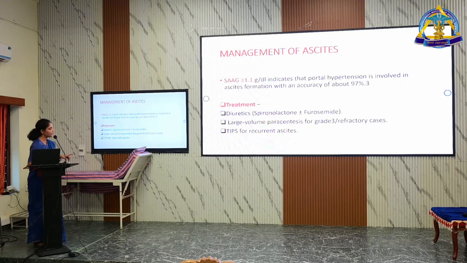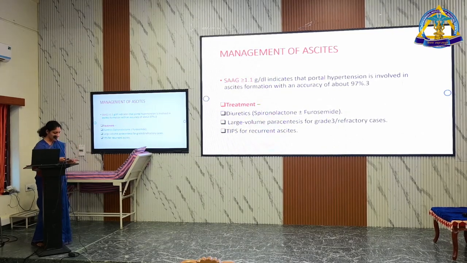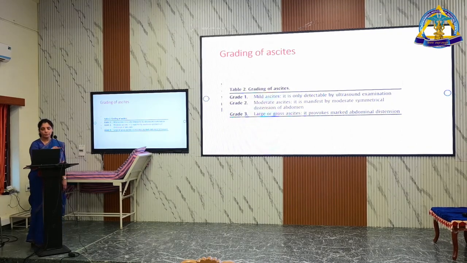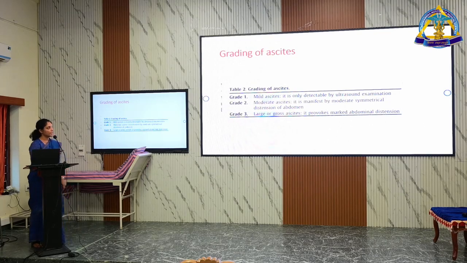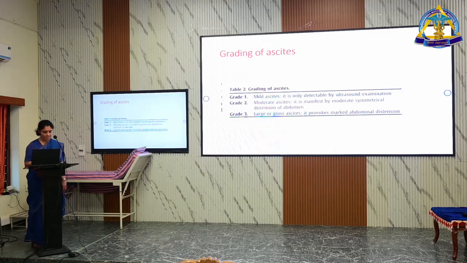So how do we treat ascites? It is by diuretics, and ascites also has a grading. Grade 1 is detectable only with ultrasound; you might not be able to demonstrate it clinically. In grade 2, moderate ascites, you get shifting dullness, and grade 3 is large or gross ascites.